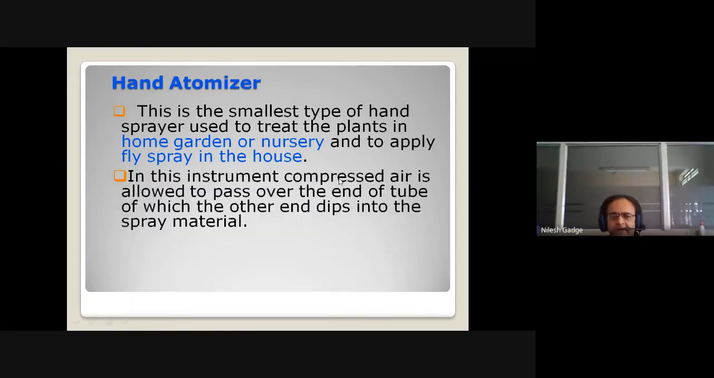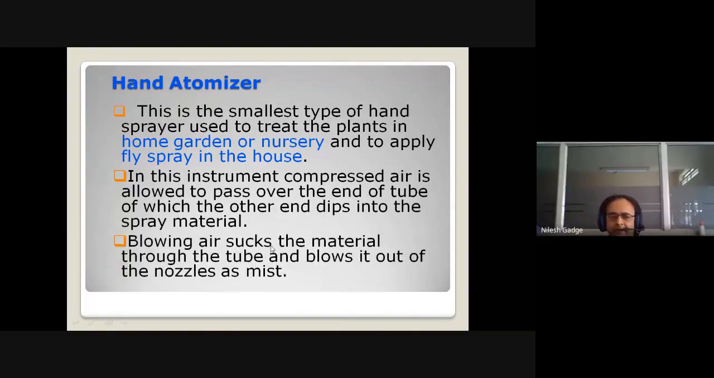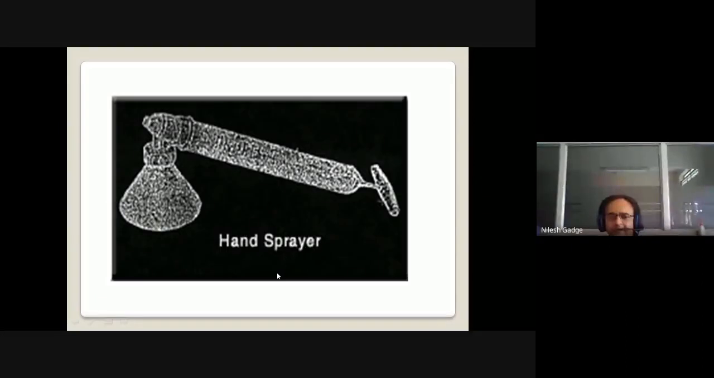Then in this instrument, compressed air is allowed to pass over the end of the tube of which the other end dips into the spray material. Blowing air sucks the material through the tube and blows it out the nozzles as mist. Okay, this is the hand operated sprayer or hand atomizer.